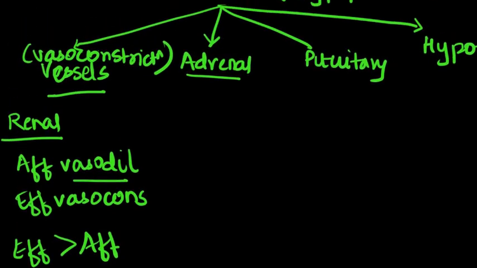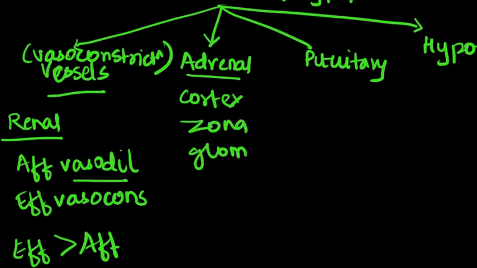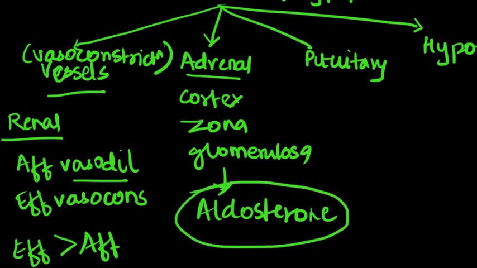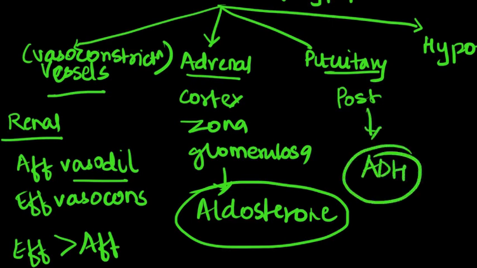The next part is your adrenal, so it will act on the adrenal cortex, in the zona glomerulosa, and cause the release of aldosterone. This is another very important hormone. We'll talk about aldosterone later. In the pituitary, it acts on the posterior part and causes the release of ADH. And in the hypothalamus, it increases water thirst and increases salt intake.